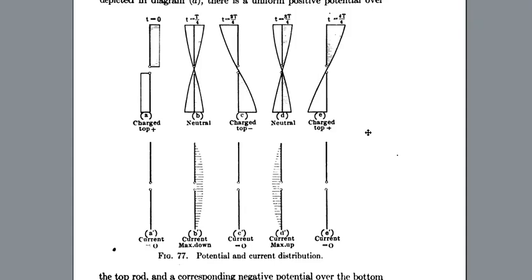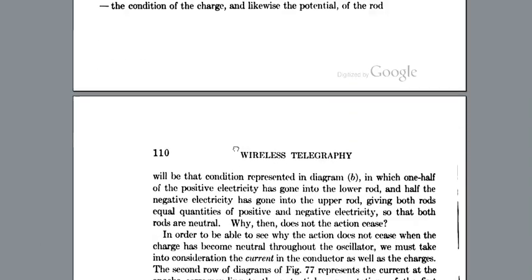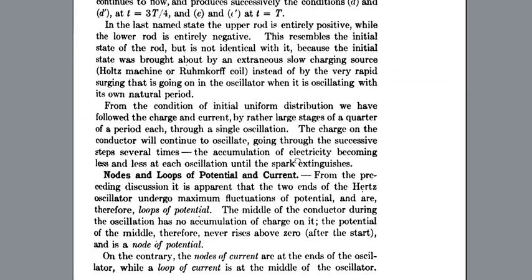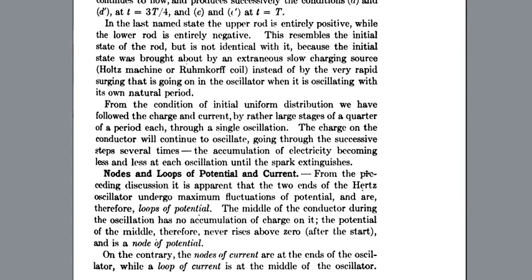This resembles the initial state of the rod, but is not identical with it, because the initial state was brought about by an extraneous slow charging source, Holtz's machine or Ruhmkorff coil, instead of by the very rapid surging that is going on in the oscillator when it is oscillating with its own natural period. From the condition of initial uniform distribution, we have followed the charge and current by rather large stages of 1/4 of a period each through a single oscillation.